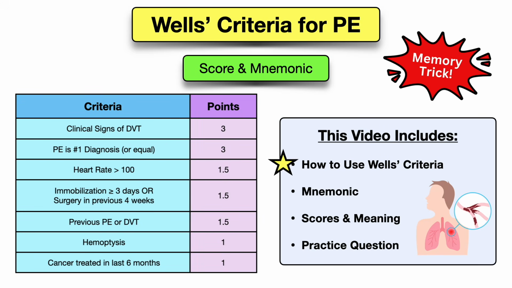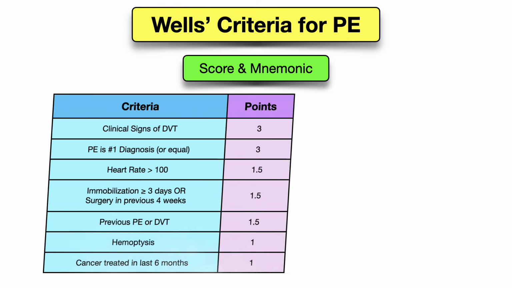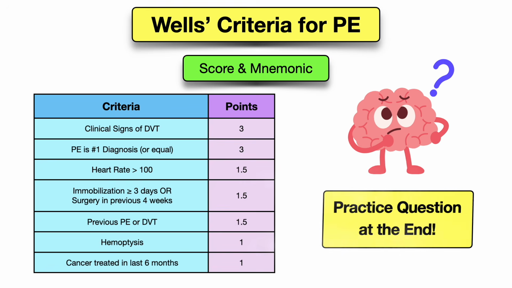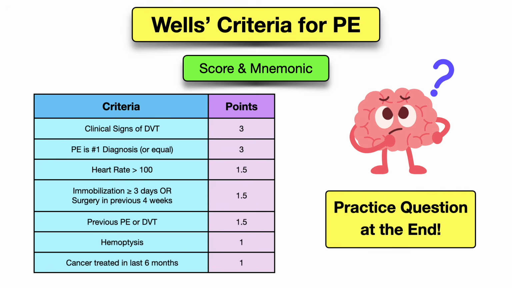In this video, we're going to talk about how to use Wells criteria for pulmonary embolism, or PE, and what the score means. You'll also learn a simple mnemonic to remember the Wells criteria. And by the end of this video, you'll know everything in this Wells criteria table, and you will learn the why behind everything. There's a practice question at the end, so make sure to watch the entire video.